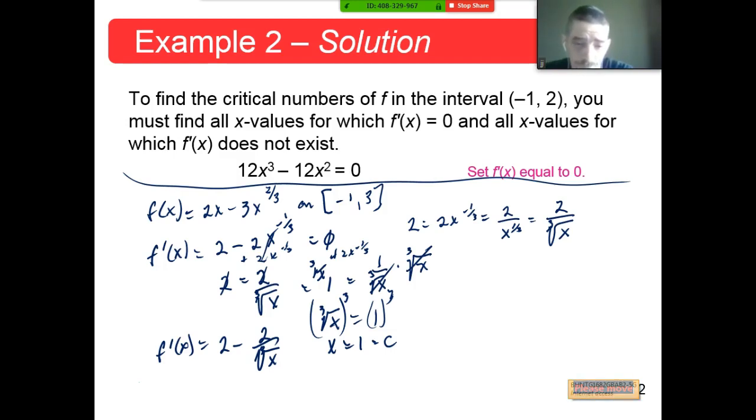Divide by 0. You can't divide by 0, can you? Can you make that denominator 0? What value? X equals 0. Okay, that's another critical value. So we've wound up with two critical values. One where the first derivative is 0, one where it doesn't exist. Okay? Anything? Oh, what do we do next?